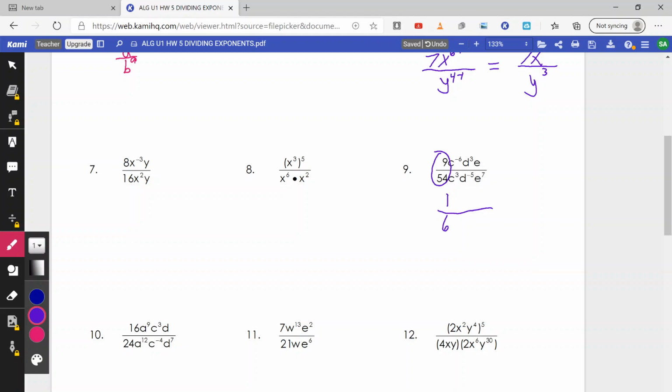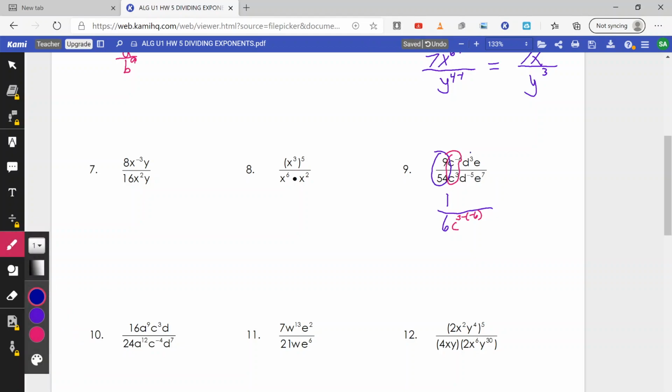And then I look at the letter c. I have c to the negative 6 over c cubed. Again, I ask myself, where is the larger exponent? Positive numbers are always bigger than negative numbers. So 3 versus negative 6. 3 is the larger exponent. So this tells me c is going on the bottom. And we have 3 minus negative 6. Again, we're always subtracting the bottom exponent, so we're subtracting negative 6.